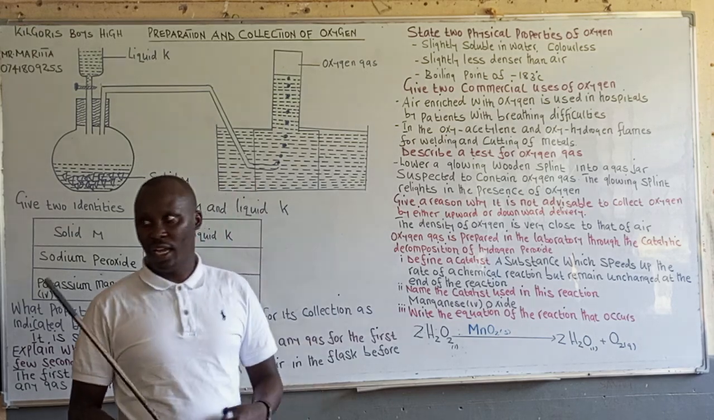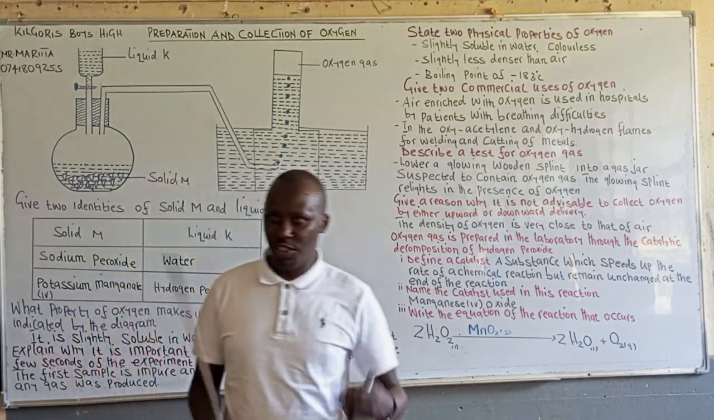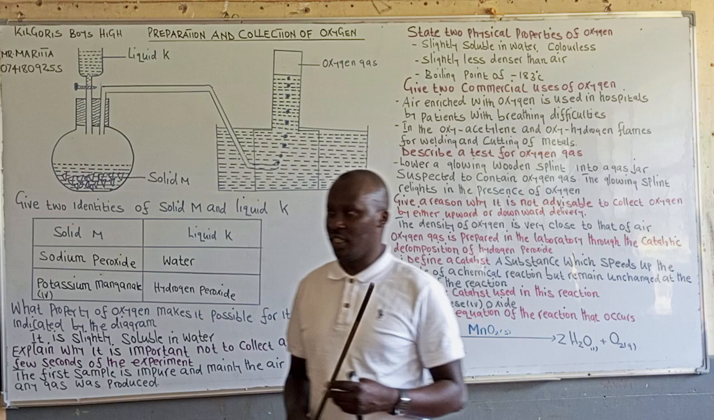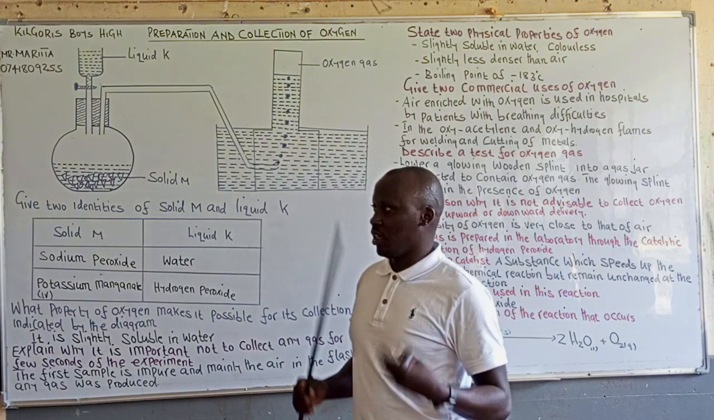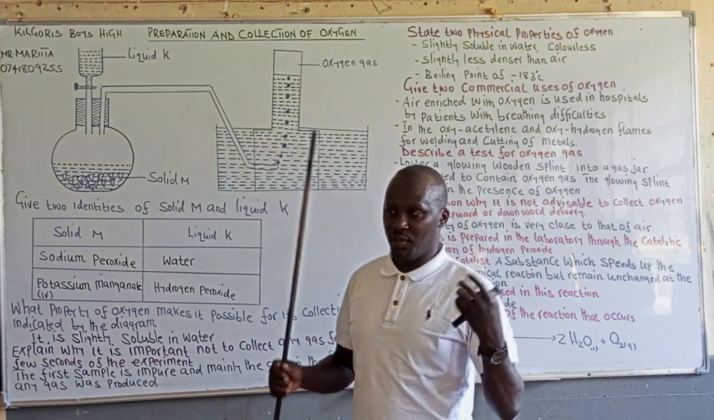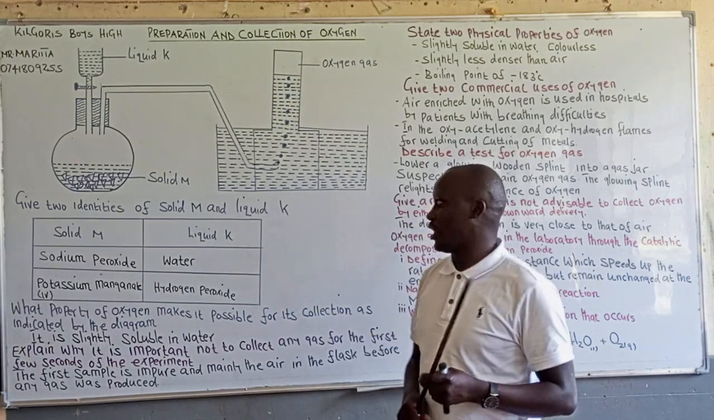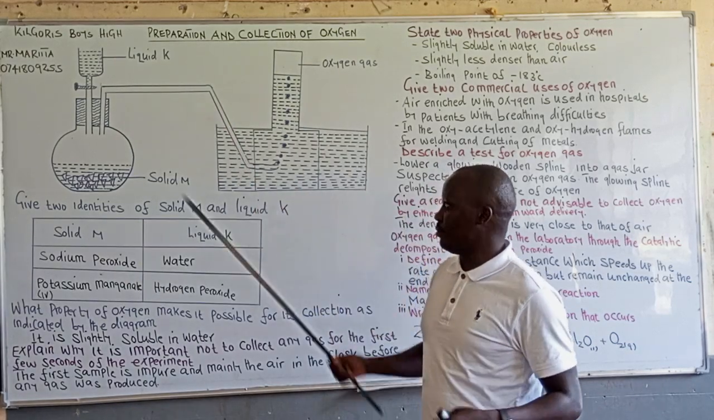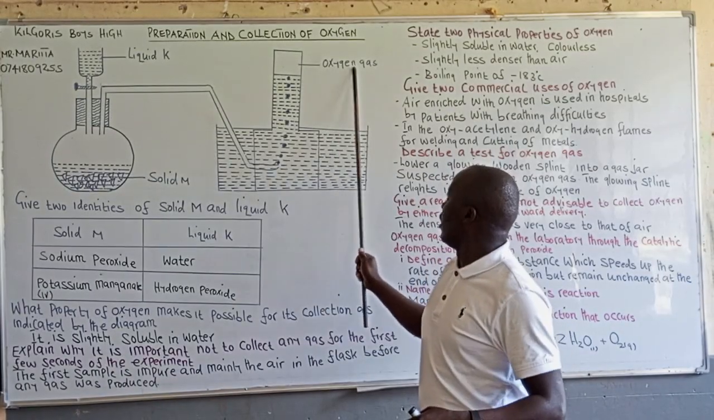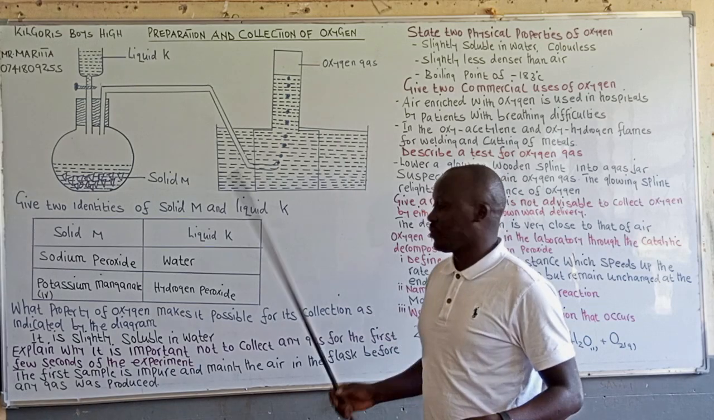Today we are looking at Chemistry Form 1 revision, a very important topic, that is air and combustion. Today we are looking at the preparation and collection of oxygen gas. So I have my diagram. We have here liquid K, then we have solid M, then the oxygen gas is collected.